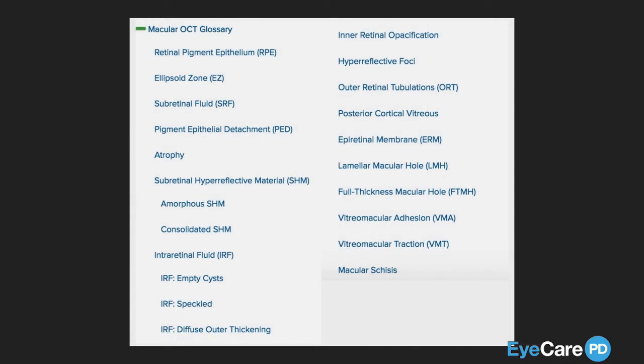Online, I have posted on my website, EyeCare PD, a macular OCT glossary. And these are some of the terms that you'll find there. What I'd like to do for a few moments is concentrate with you on a couple of the very basic terms, such as subretinal fluid and pigment epithelial detachment, because these 2 terms are going to be of paramount importance for a lot of the outer retinal pathology, specifically choroidal vascular disease. So let's take a look.